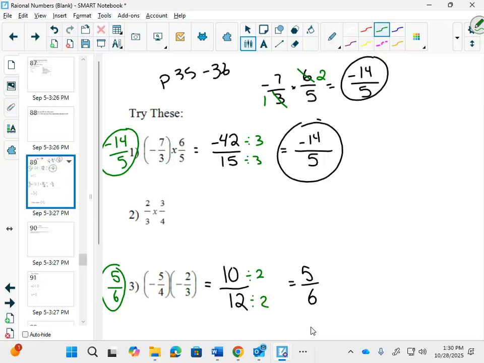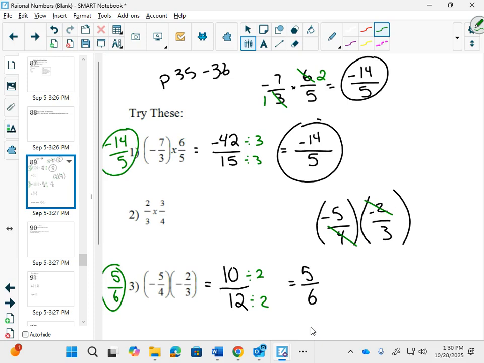And what Brandon was asking there is, could I do, so I'm going to rewrite it in black. Here we go. -5/4 multiplied by -2/3. And he's saying, couldn't I simplify the 4 and the 2? Absolutely. What divides both of them? You could divide them both by 2.